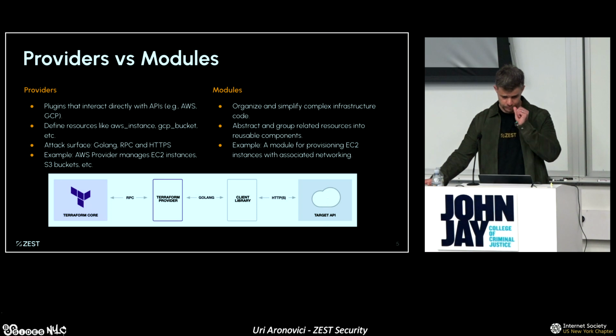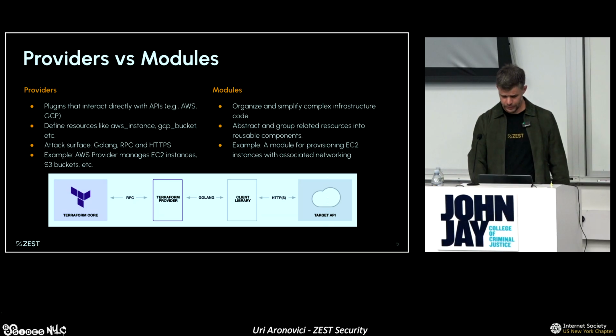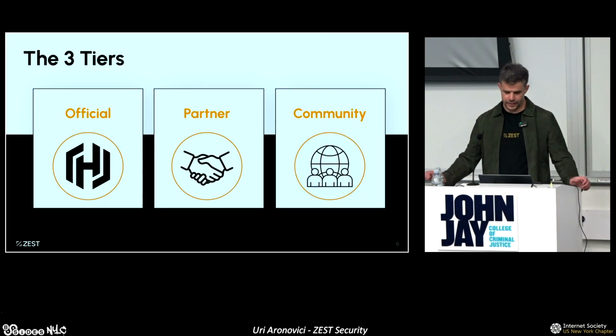So for example, if you want to create an instance in your AWS, you will need to use the AWS provider for Terraform. Now let's see how HashiCorp tags those providers and where they're stored. HashiCorp has something called the Terraform registry, where they store all the modules and providers.